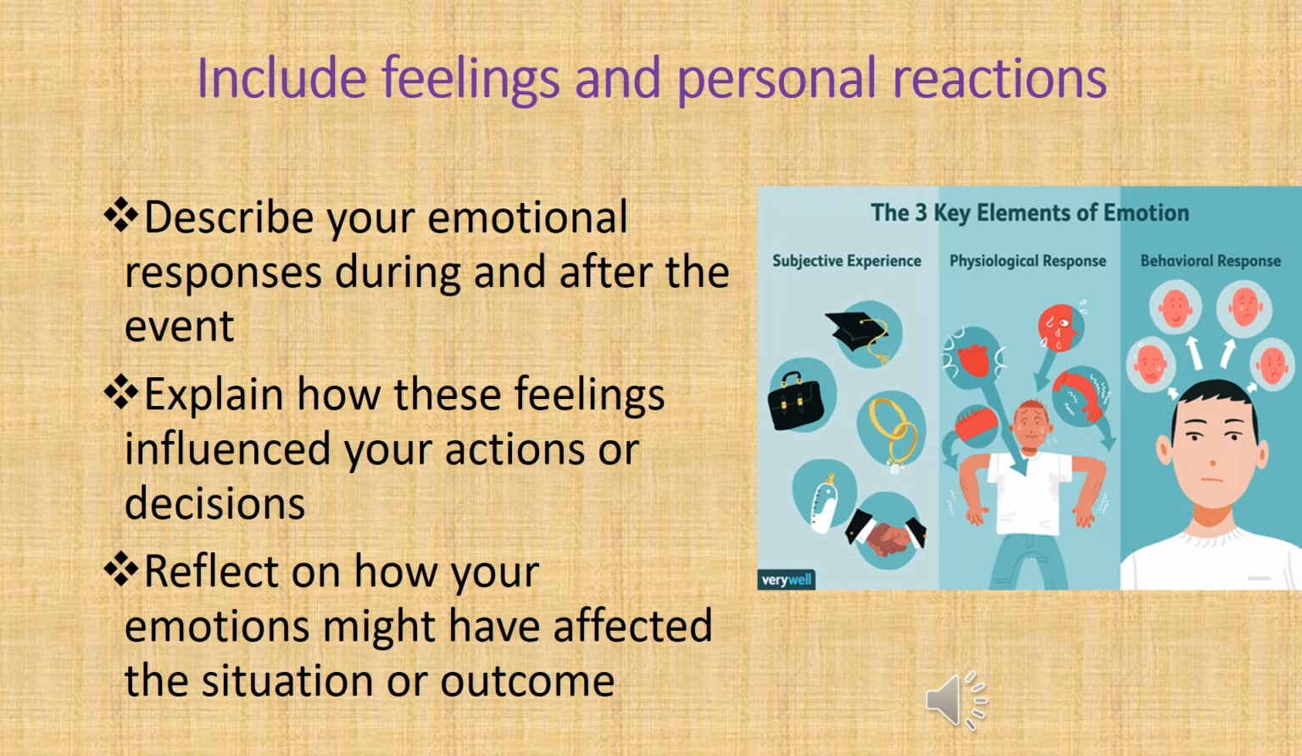Next, it's important to explain how these feelings influenced your actions or decisions. Remember, in the past we talked about the interventions that were taken under these scenarios. Those interventions, you need to talk here about how they were influenced by your feelings. So it needs to be clear. The next step is to reflect on how your emotions might have affected the situation or outcome. In the previous point, we explained how the feelings affected your actions, what you did. Now, were the outcomes that happened influenced by any emotions or feelings? You need to be clear under this factor.